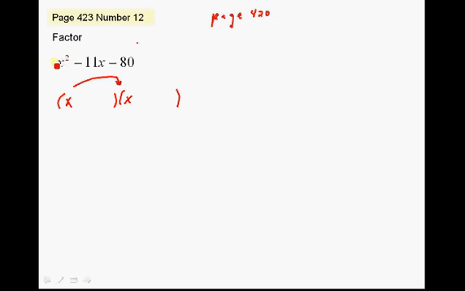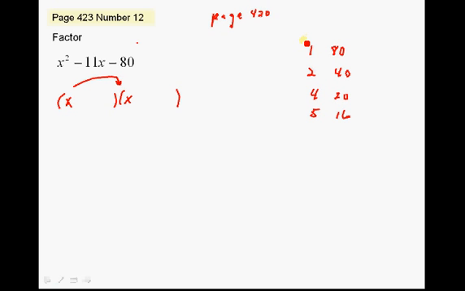Now we need to look at the factors of 80. We have 1 and 80, 2 and 40, 4 and 20, and 5 and 16. Let's just stop there. What we're looking for is a way of combining two factors through addition, subtraction, or whatever that will get us 11.